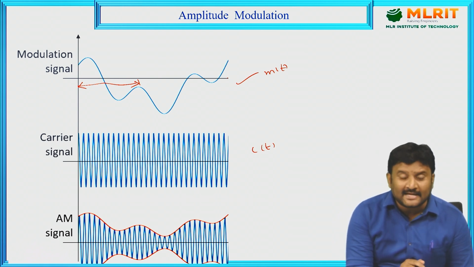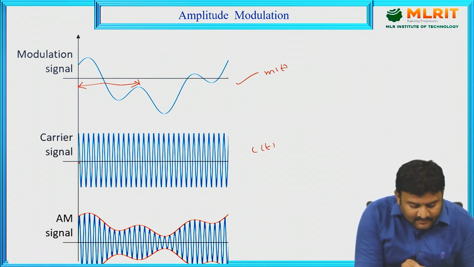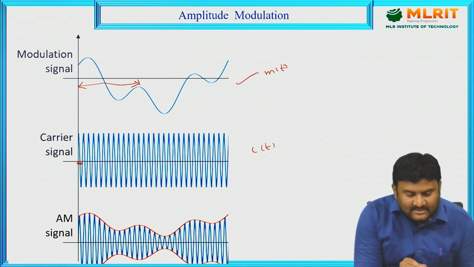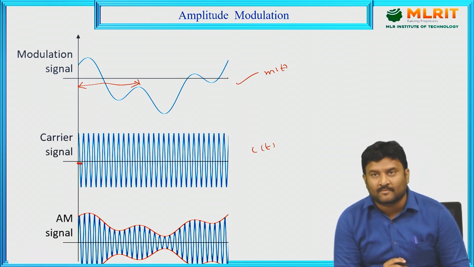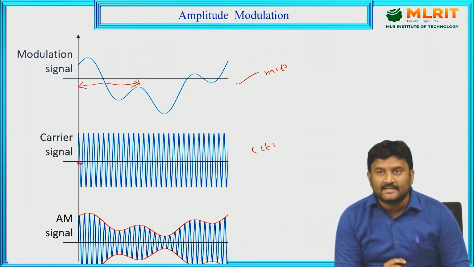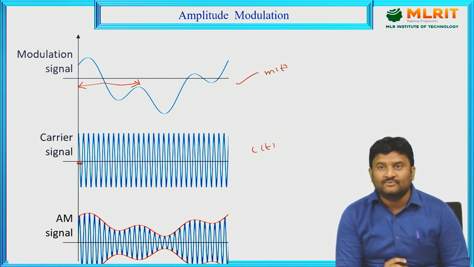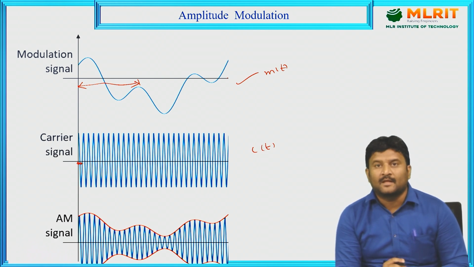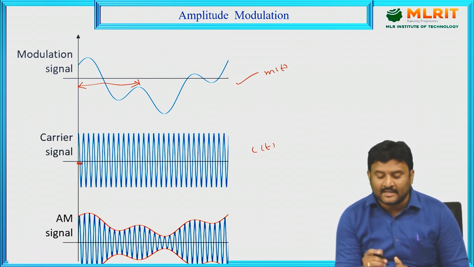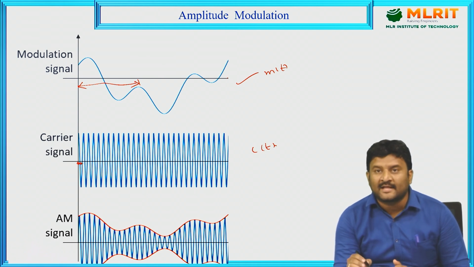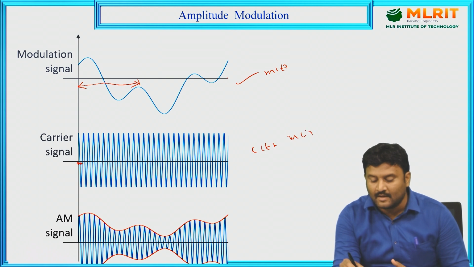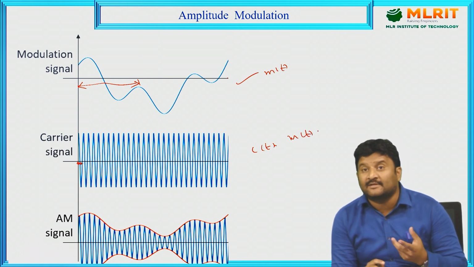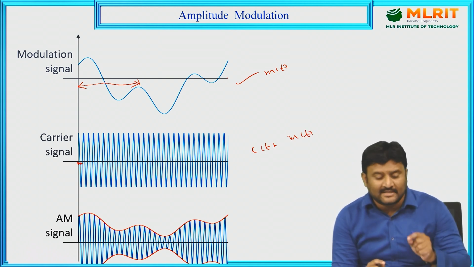Then observe the carrier signal. In the carrier signal, the time period is very small, which means the frequency is high. Such high frequency signals are called carrier signals. As we know from the definition of modulation, the high frequency carrier signal, c(t), is varied according to the message signal, according to the instantaneous value. Here the first instantaneous value is amplitude.